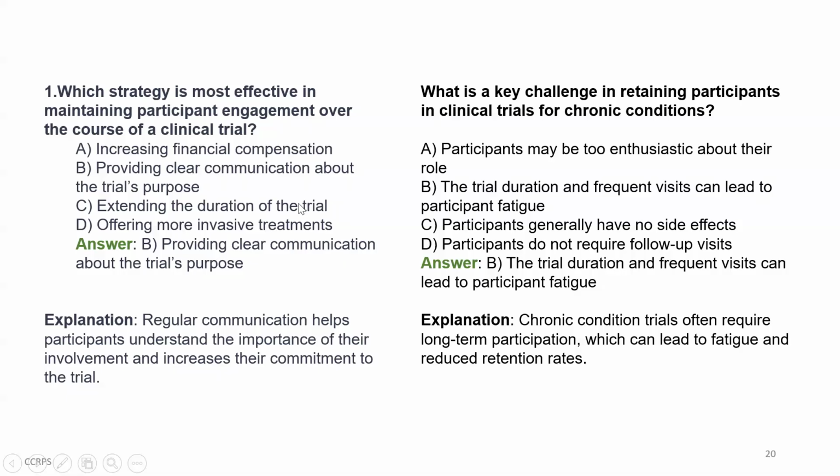Question 1. Which strategy is most effective in maintaining participant engagement over the course of a clinical trial? The best answer from the choices there would be B, providing clear communication about the trial's purpose, as regular communication helps participants understand the importance of their involvement and increases their commitment to the trial.